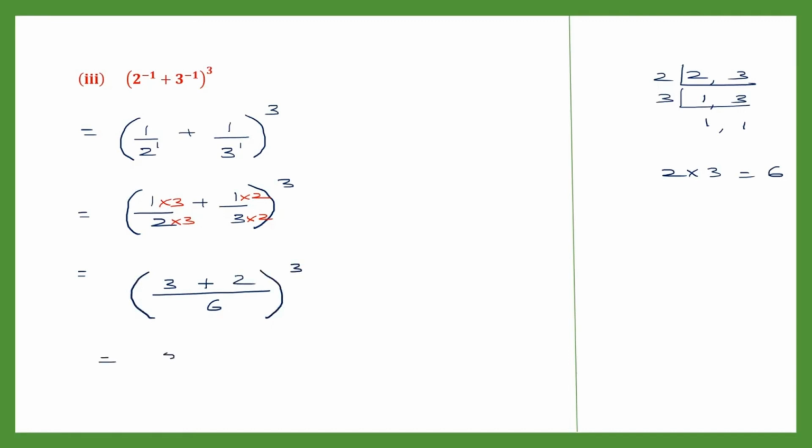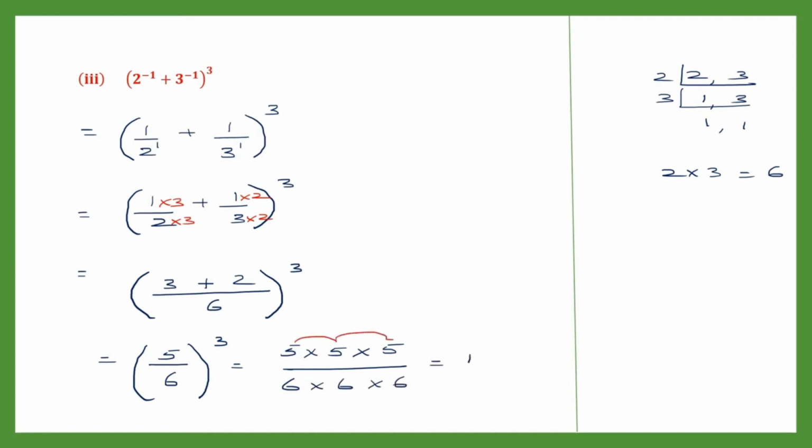So 3 plus 2 is 5. 5 by 6, this whole thing is raised to the power of 3. That means we have to multiply 5 3 times. 5 into 5 into 5. And we have to multiply 6 also 3 times. 6 into 6 into 6. So first 5 fives are 25. 25 fives are 125 by, now let's multiply these. So here it will be 6 into 6 is 36. 36 into 6 is 216. So our final answer here is 125 divided by 216.